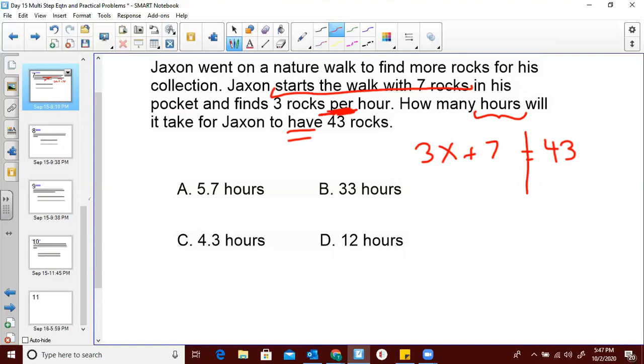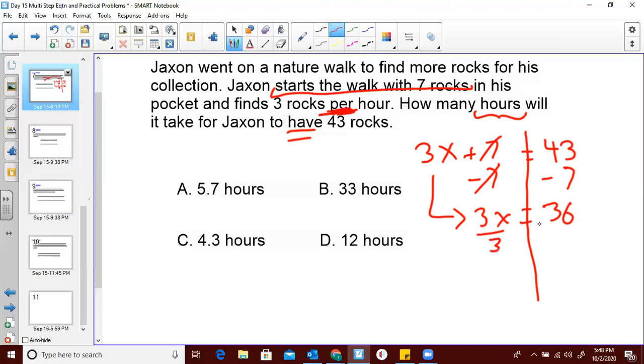All right, so again, draw my line. Need to do the opposite of +7, which is -7. These are going to cancel out. 43 minus 7, I believe, is 36. Bring my 3x down. Now I need to do the opposite of multiplication, which is divide. And I'm going to divide by 3, and you'll see these 3's cancel out, leaving me with an x. And 36 divided by 3 is just 12.